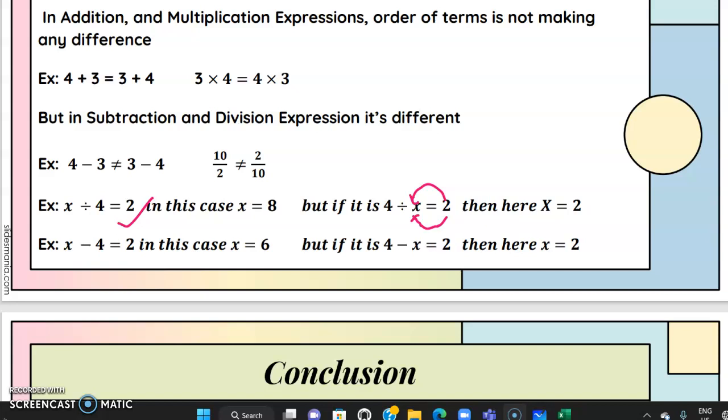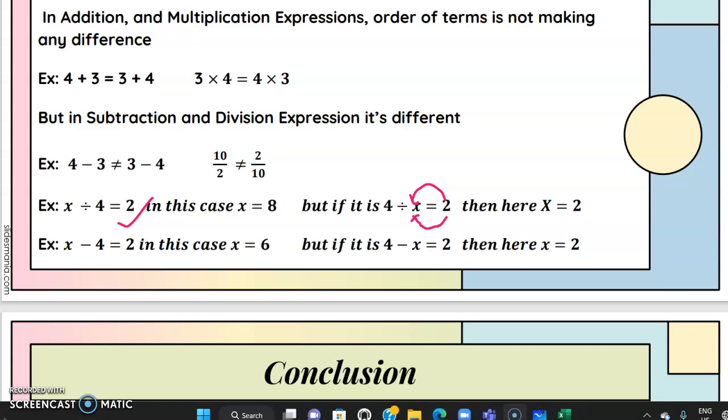So it will be 4 divided by 2 equals x. And if we test that, 4 divided by what will give us 2? 4 divided by 2. Same goes for subtraction. x minus 4 equals 2. In this case, what minus 4 would give us 2? It's actually 6 minus 4 would give us 2.